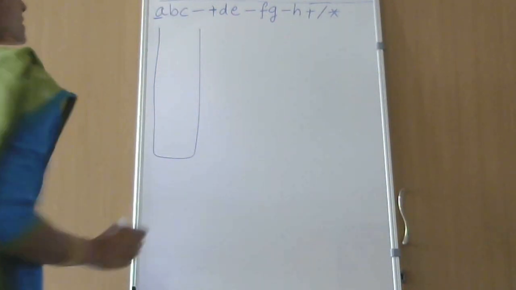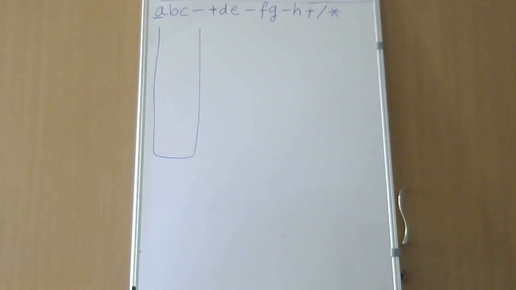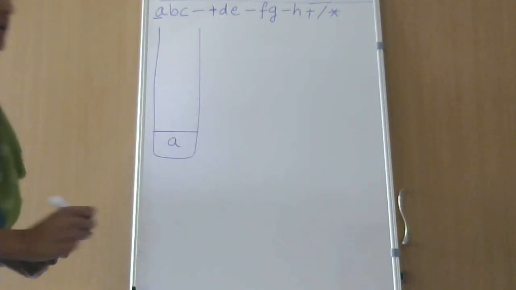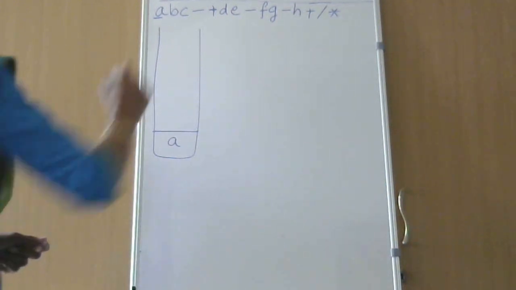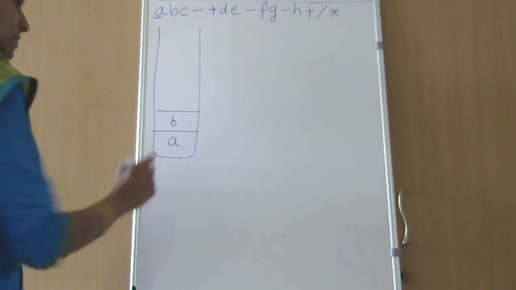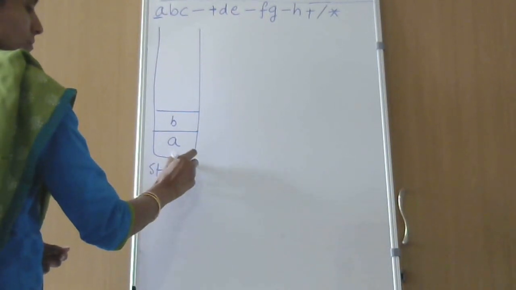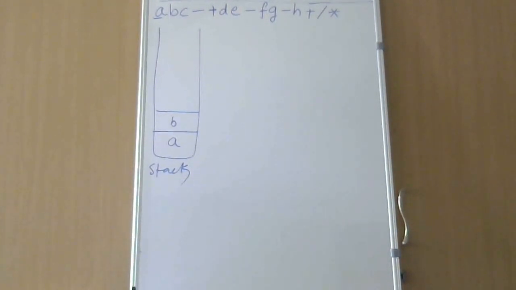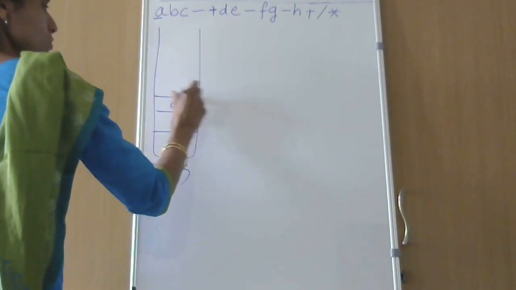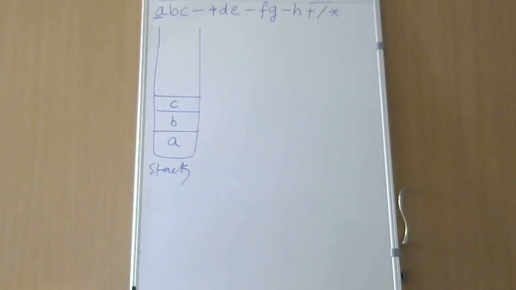The first character is A. So what is A? A is an operand. So we will simply push it onto the stack. Next we have B. B is also an operand. Push it onto the stack. This is my stack. Next I have C. C is also an operand. So I will push that also onto the stack.